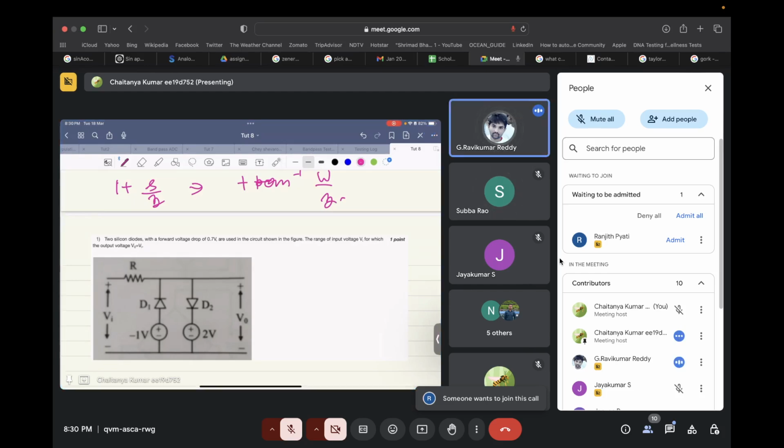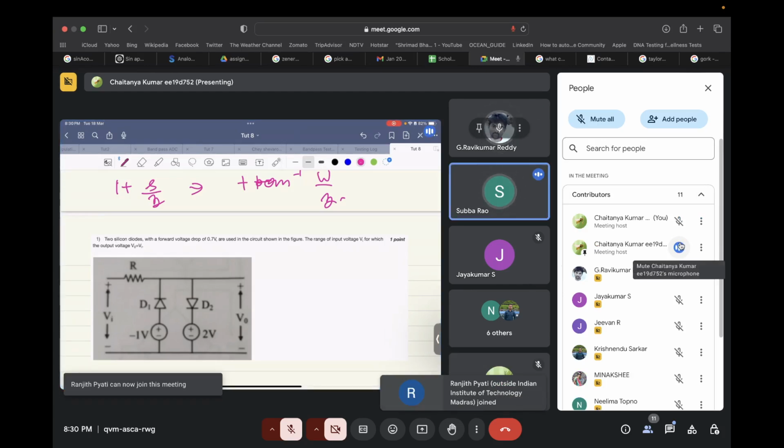Clamper, I think. So what exactly does a clamper do? A clamper always has a capacitor with it, right? When the capacitor gets charged, it clamps to that particular value. You don't have a capacitor over here.